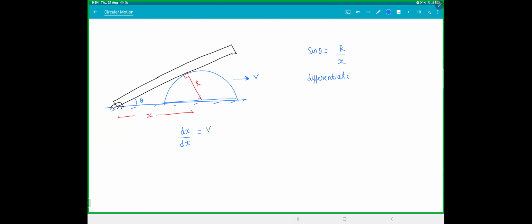Differentiate on both sides. Why do we need to differentiate? Or else you won't get d theta by dt. The differential of sine is cos theta, times d theta by dt. r is constant, you're differentiating 1 by x. So minus 1 by x square dx by dt. The differential of x to the power minus 1, everyone.